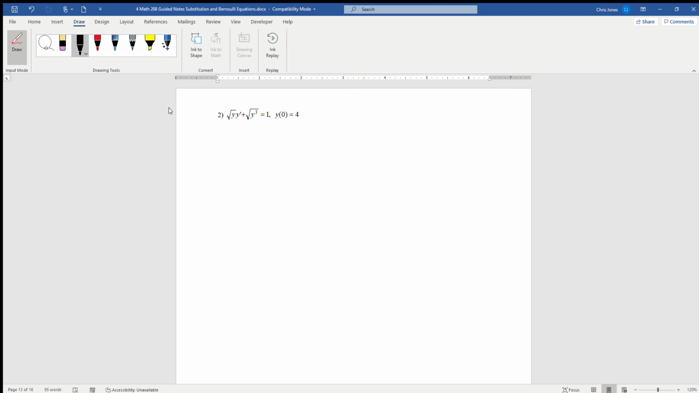A couple more examples of these Bernoulli equations, and hopefully you had an opportunity to work through these. This one's an initial value problem. So we have square root of y prime plus square root of y cubed is equal to 1. To put it into the Bernoulli form, we have to isolate the differential term, the y prime. So we're going to start by dividing everything by root y.